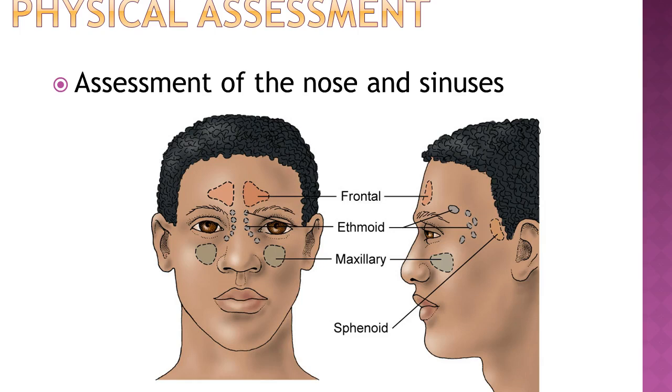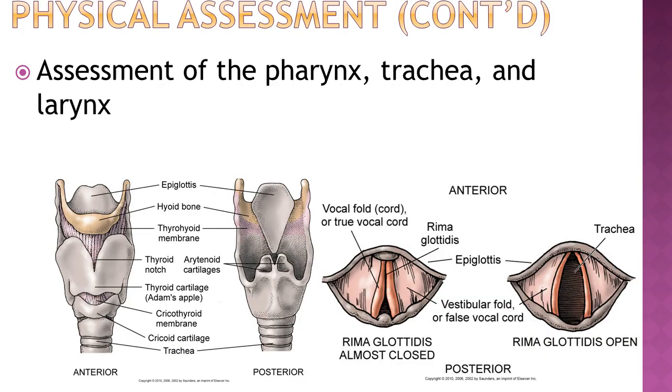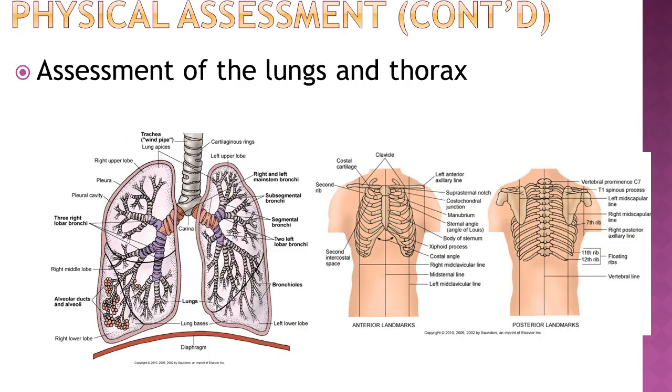We think about assessing the nose and the sinuses. Then we assess the pharynx, trachea, and larynx. Do we see any history associated with these problems? And then, of course, the assessment of the lungs and thorax.